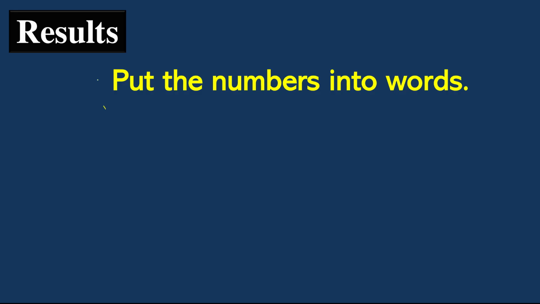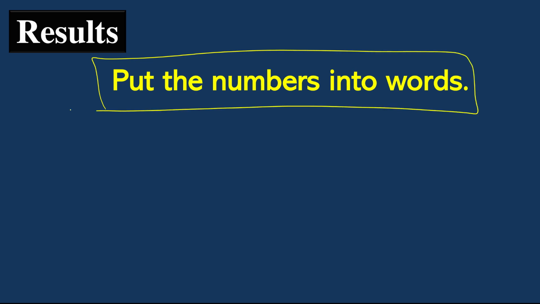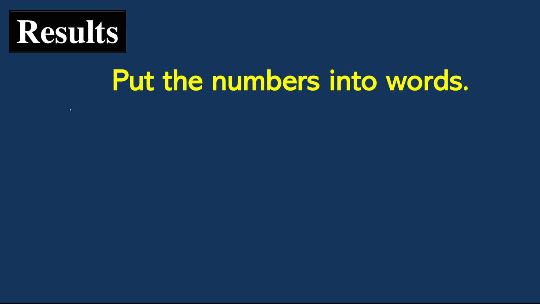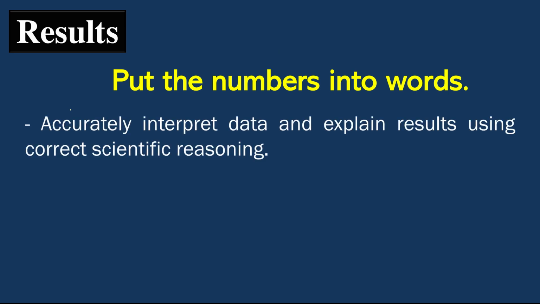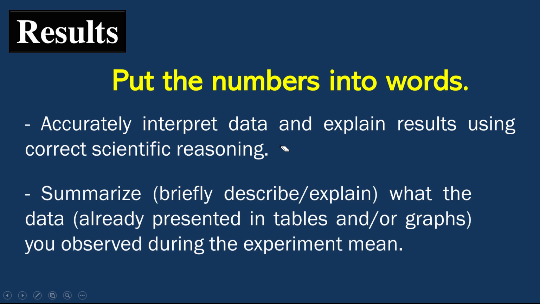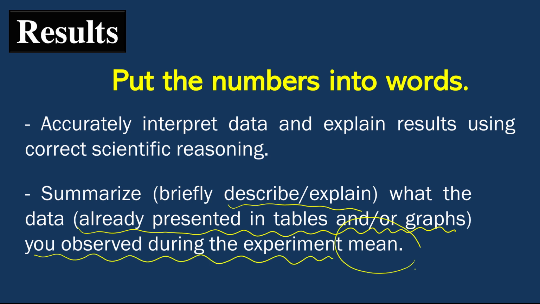Before I start, we will put numbers into words. Whatever you have found will be explained and interpreted in words, but which kind of interpretation? Accurately interpret data and explain results using correct scientific reasoning, not your own interpretation. More than that, summarize, briefly describe, and explain what the data already presented in tables or graphs in the data analysis part, and what you observed during the experiment, mean. So in the results, you will explain the meaning of what you have found in graphs and tables.